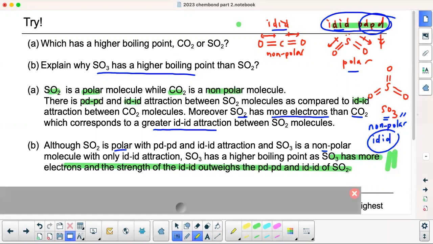So you always have to answer your question based on the data given. If they never told you which has the higher boiling point, highly likely I would write down SO2 as the higher boiling point, more likely than not. But since they told me SO3 has a higher boiling point, answer according to the question.